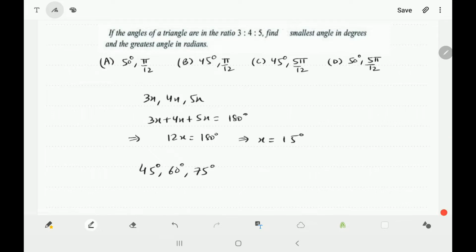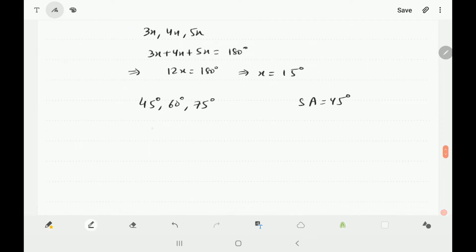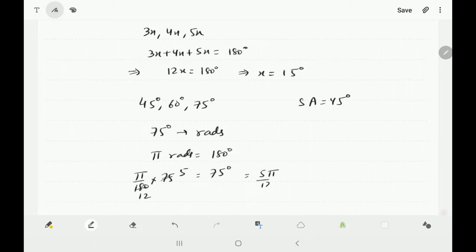So the smallest angle is 45 degrees. Now let's move on to the greatest angle, which is 75 degrees. Now we have to find it in radians. We already know that pi radians is 180 degrees. So 75 degrees will be pi by 180 into 75. 15 5s is 75, 15 1s and 15 2s. So 75 degrees is equal to 5 pi by 12 radians.